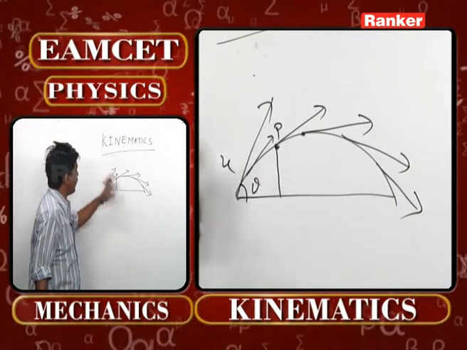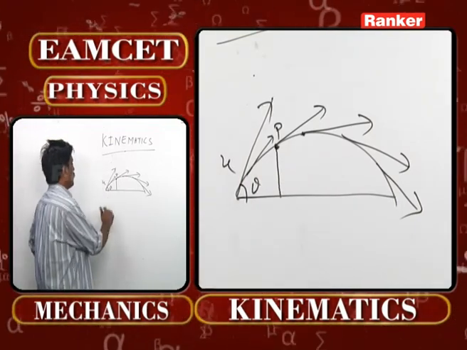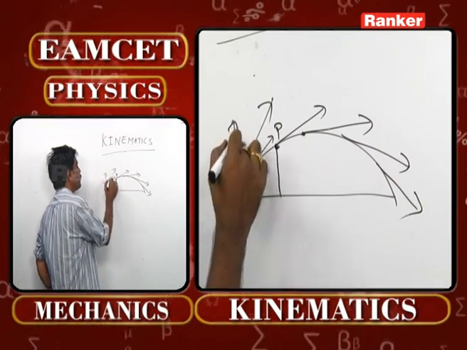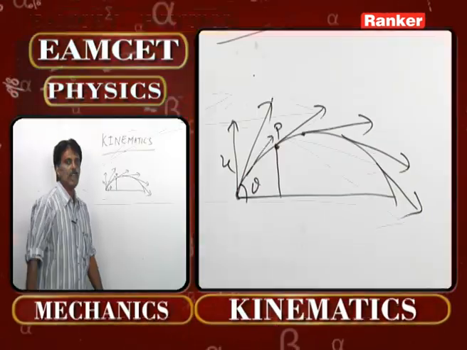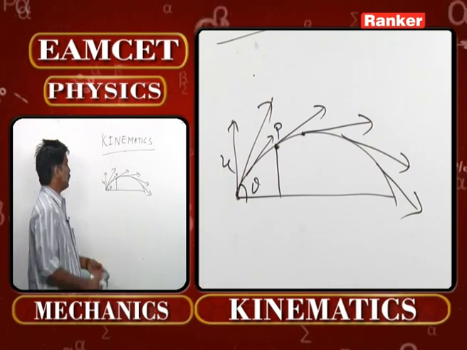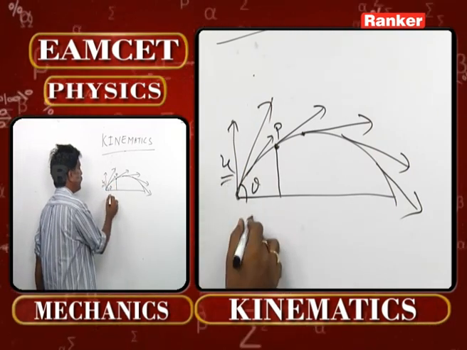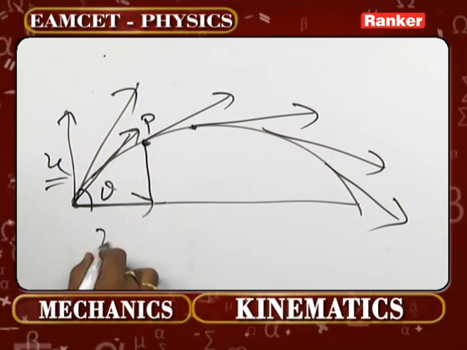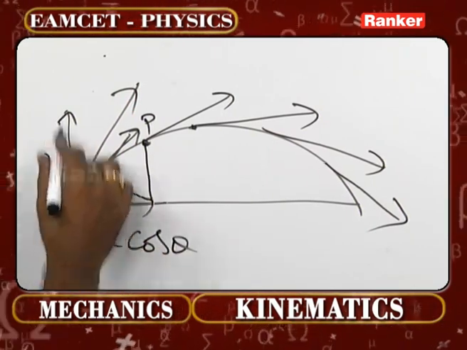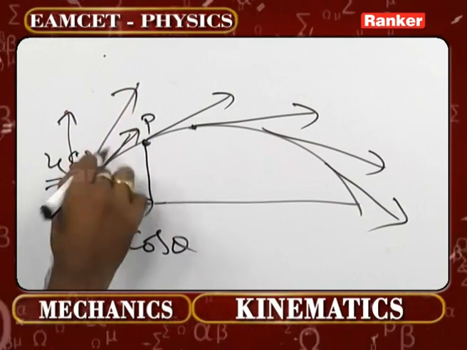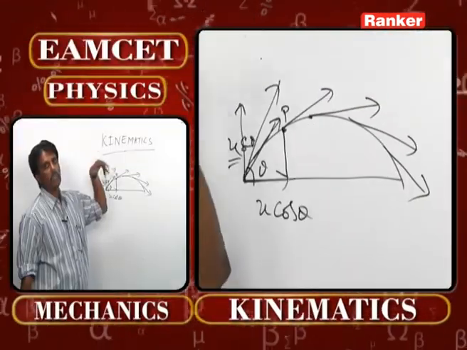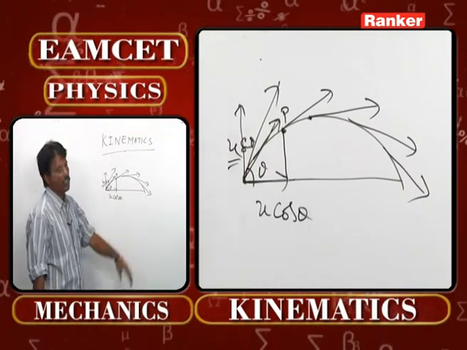Not only the angle, velocity changes. Velocity in the vertical direction changes because of gravity. In the horizontal direction, it will not change. Suppose you give a velocity u. If you divide this velocity into two components, this component is u cos theta, and the vertical component is u sin theta. U sin theta keeps on changing because of g, u cos theta remains constant.